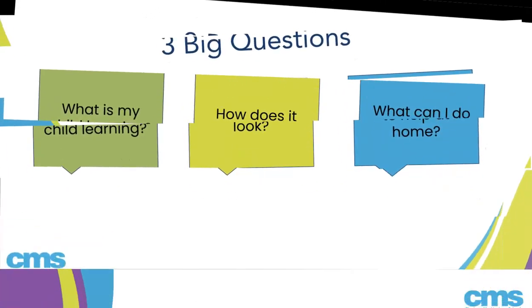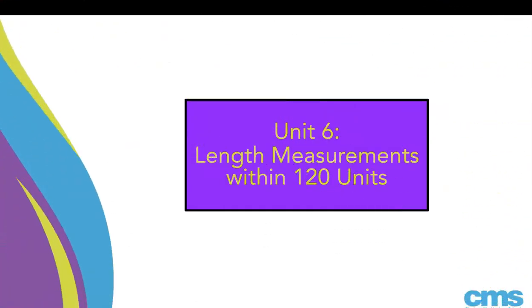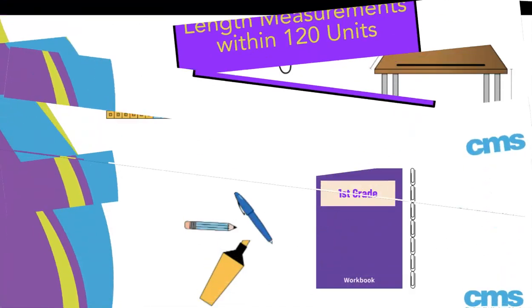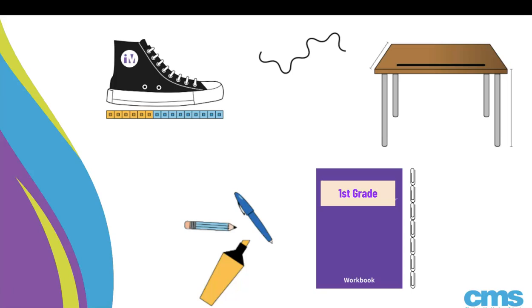We are moving into Unit 6, Length Measurements Within 120 Units. Students are learning how to measure items and compare items. In this unit, students begin comparing three objects by describing the length in comparison to each other. This could be with pencils, pens, markers, crayons. We lay the foundation of measuring items with non-standard units, such as paper clips or cubes. We don't use any units of measure in first grade.